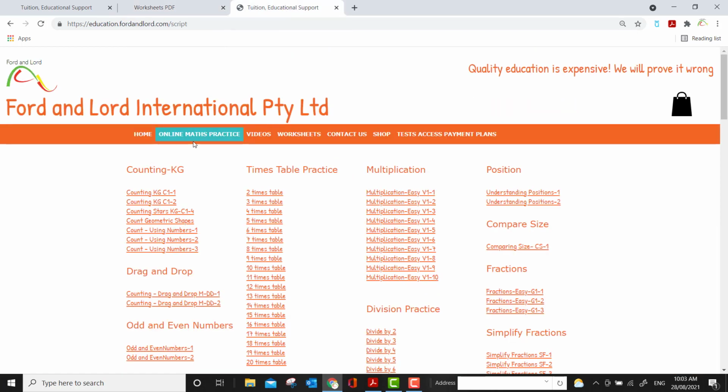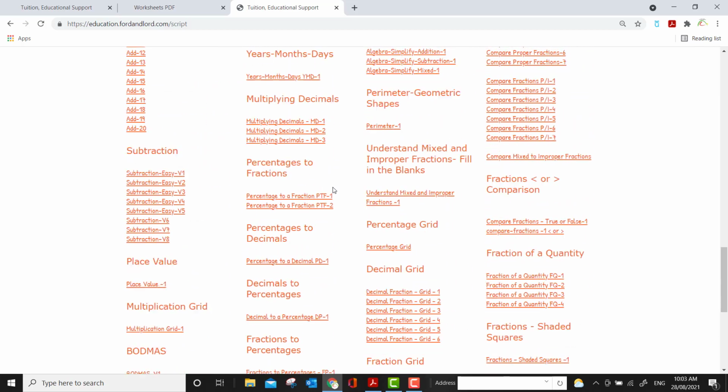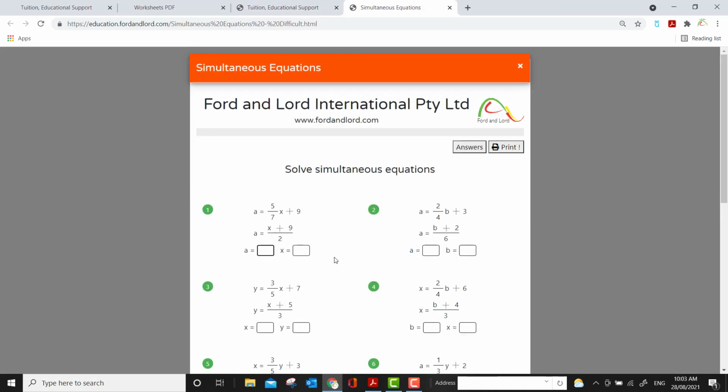There are some scripts, and if you go down towards the bottom and if you click on this link here, you will have a set of questions in front of you, and every time you refresh it, it will create a different set of questions, and you can print it for your practice, and you click on this button to check your answers.